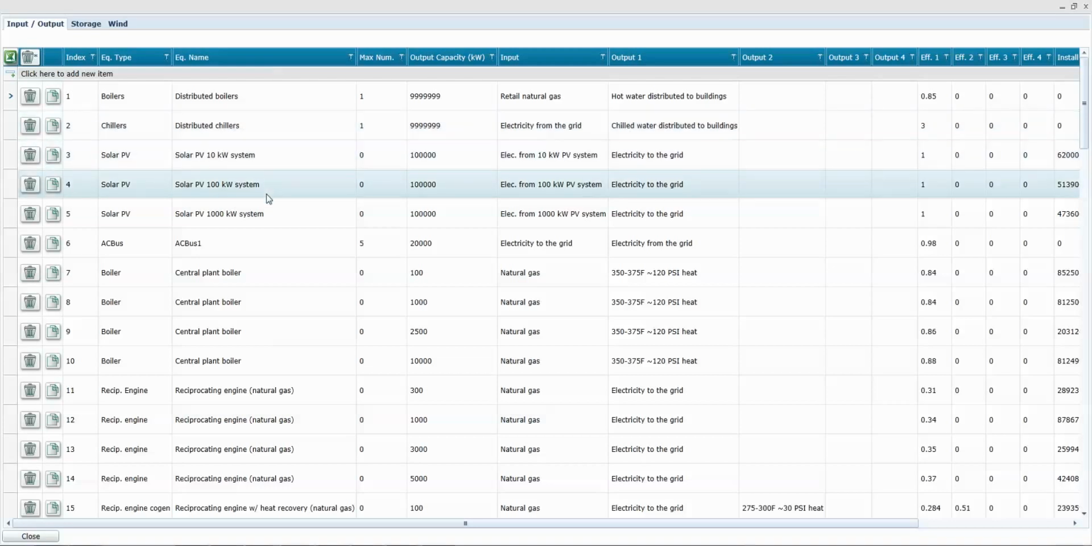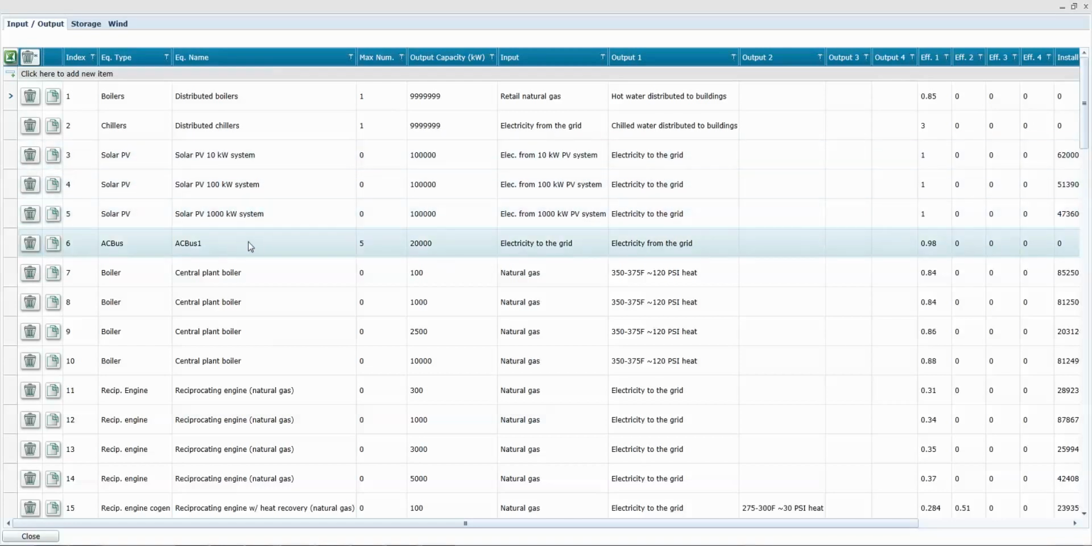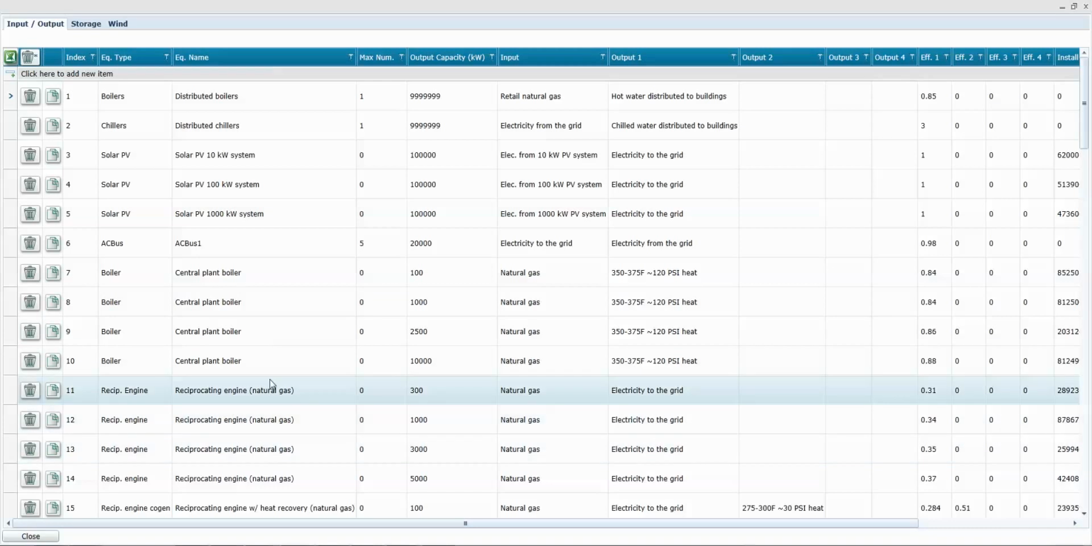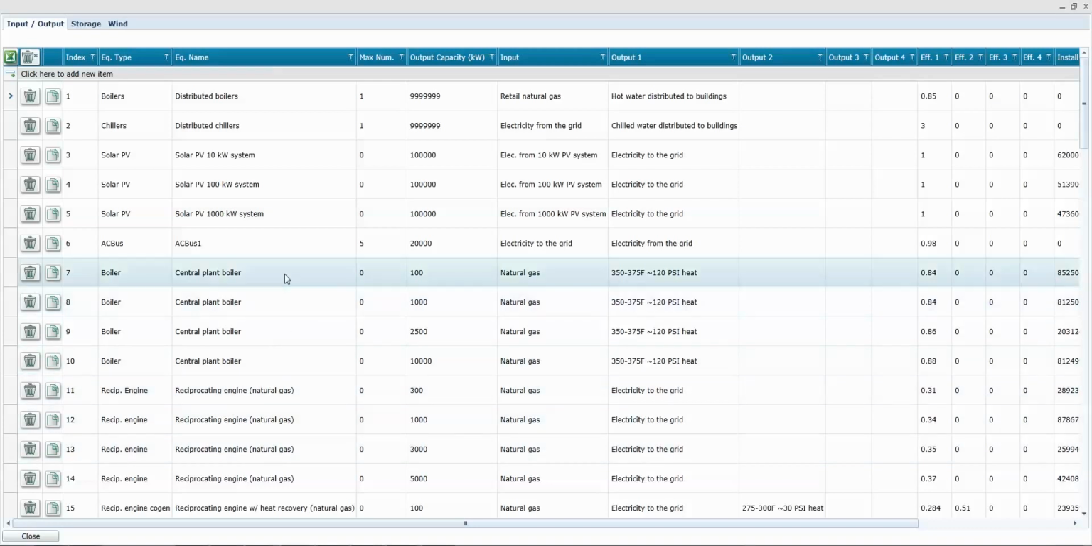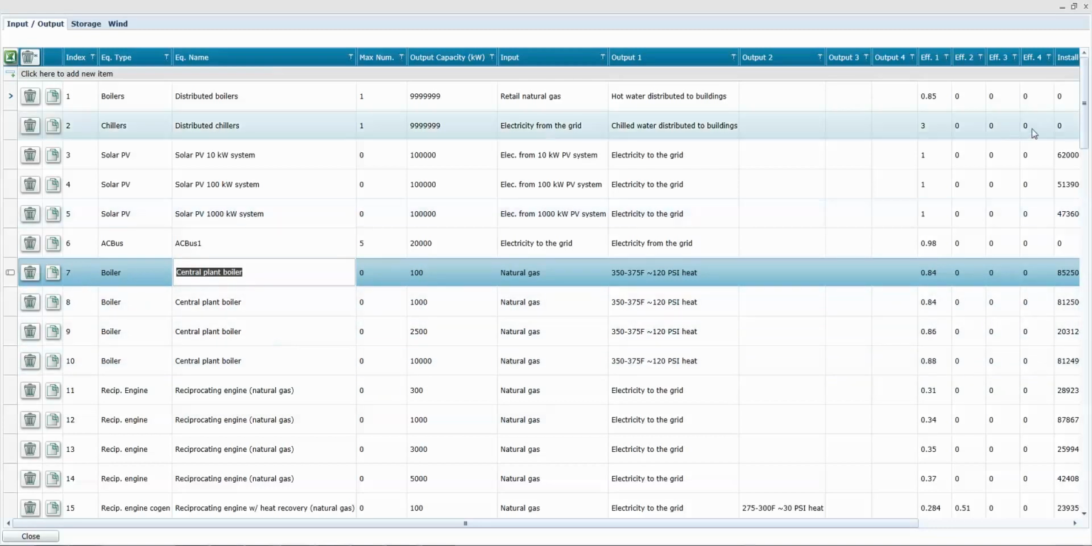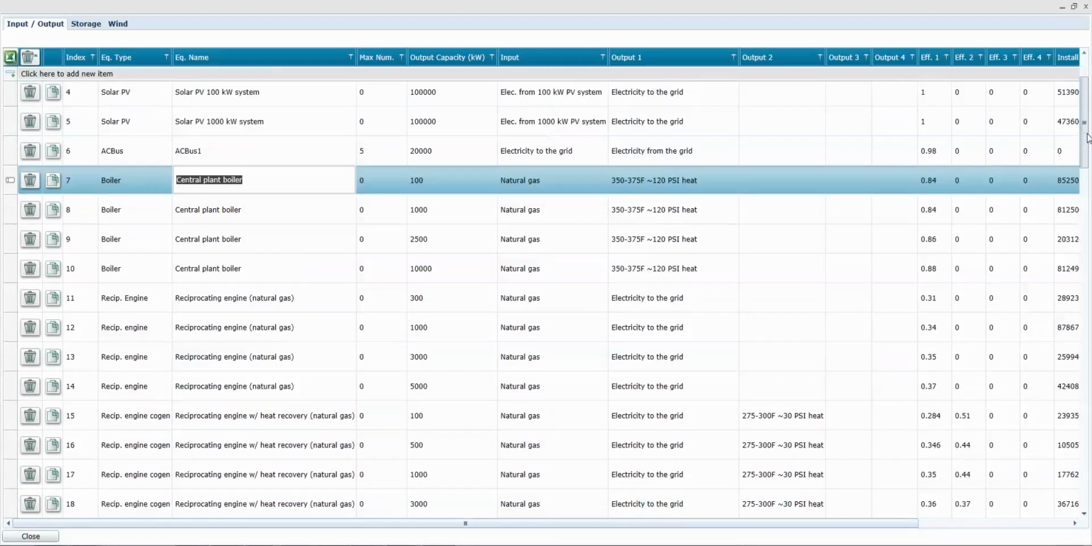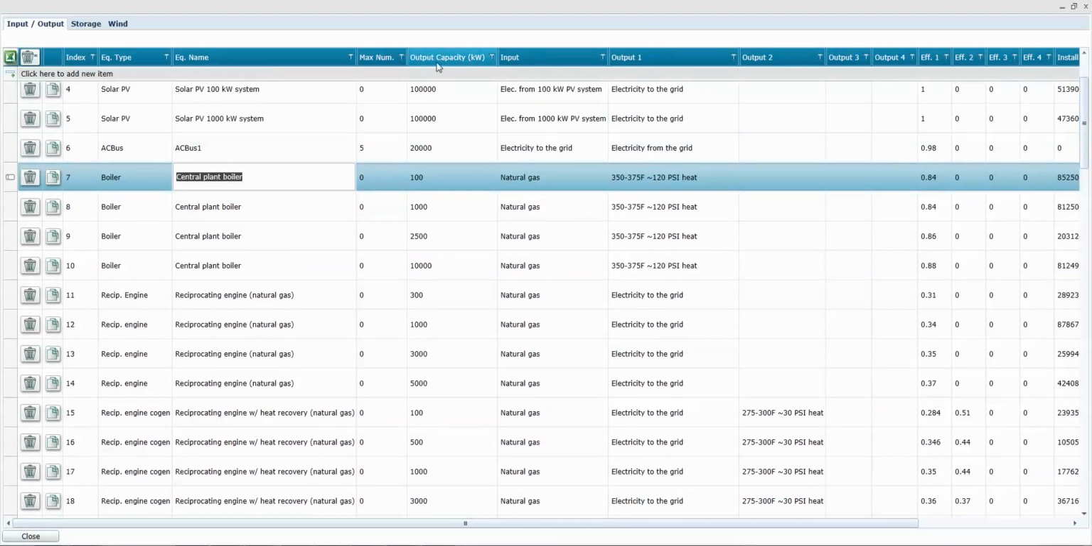Continuing down the list, we see solar PV systems for various sizes, the AC bus, here just basically the electrical equipment that's connecting us to the grid, and then a large number of pieces of equipment that are related to central plants. So we'll kind of break off the list right here, and looking down, starting at the index number 7, we see central plant boilers with different sizes. Here the output capacity is going to determine what the size is for the piece of equipment.